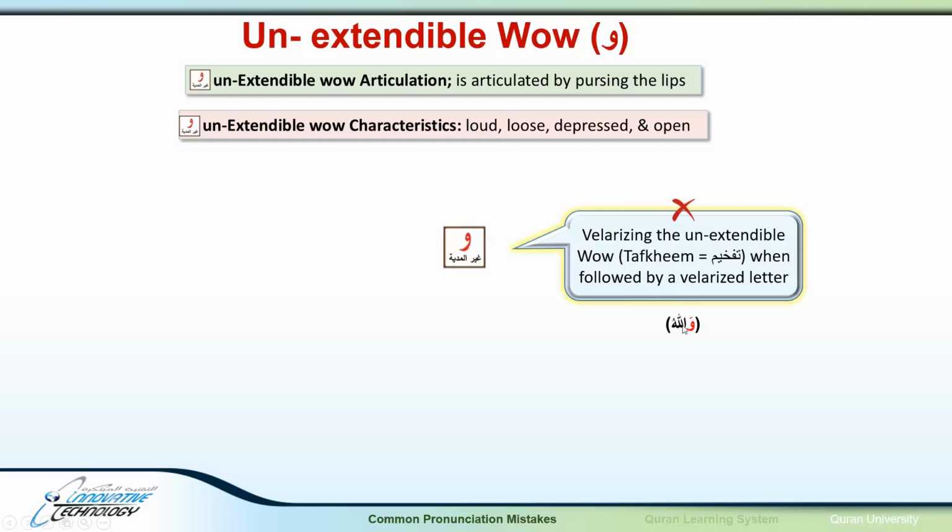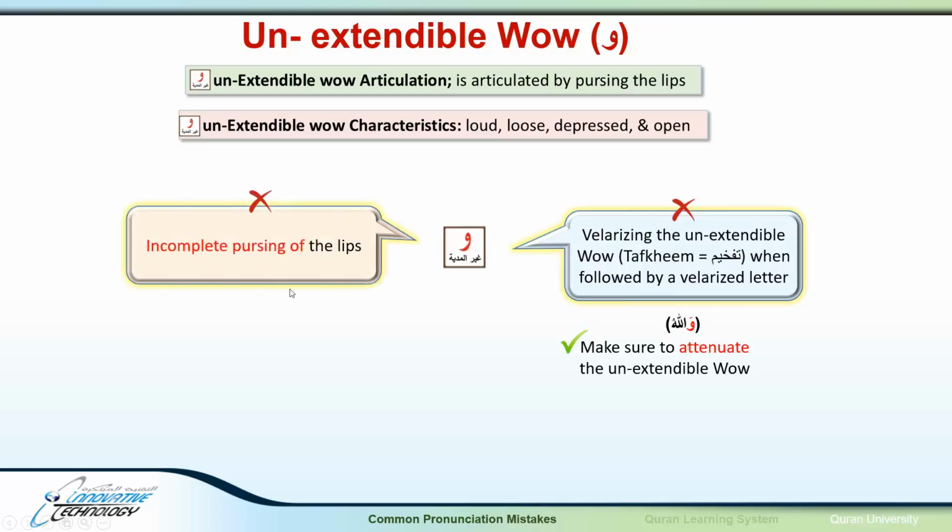The lam in the word Allah is already velarized, and being preceded by a waw, people tend to automatically velarize it. So they say wa rather than wa. They say wallah, and the right way of pronouncing it is like this: Wallahu. So we don't velarize the waw. Make sure to attenuate the unextendable waw in such situations.